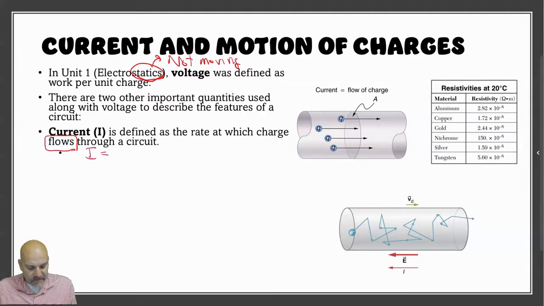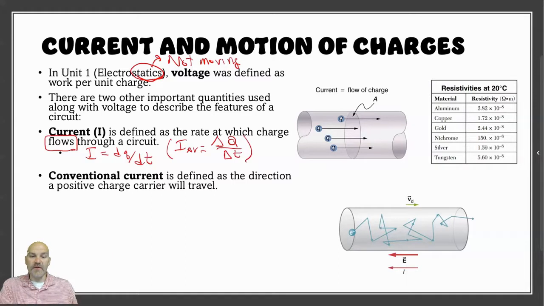So it is defined as the rate at which charge flows through a circuit. Instantaneously, it's dq dt. If you want to look at the average, just like we've been doing, it's delta q over delta t.